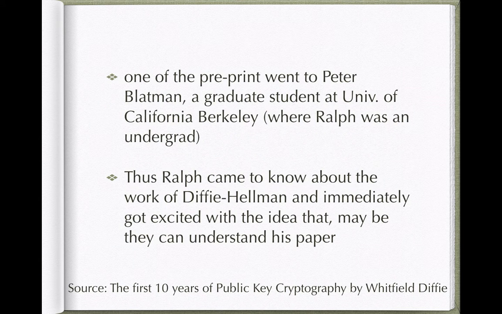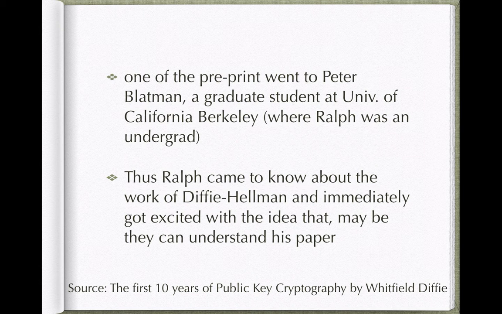So one of the preprints of that paper went to a graduate student at the University of California, Berkeley. This fellow's name is Peter Blattman. And you know, our guy Ralph Merkle is also at the same university, Berkeley. So somehow the paper reached Ralph Merkle also. When Ralph Merkle read the paper, he thought, oh, this is the exact problem I am also trying to attack, but my idea is different.